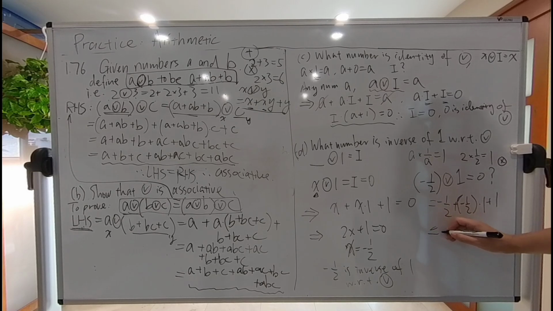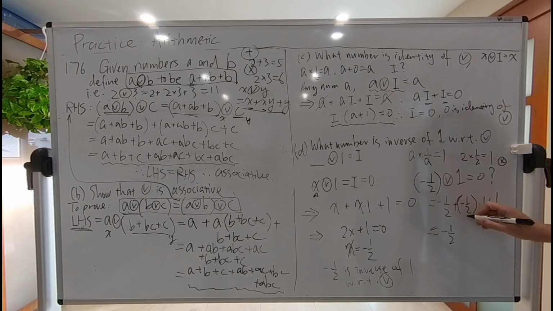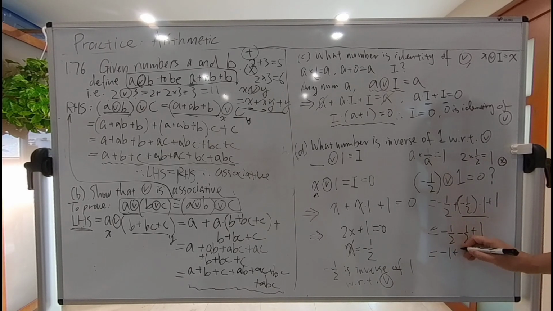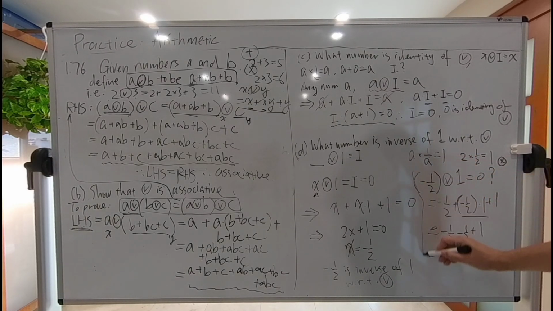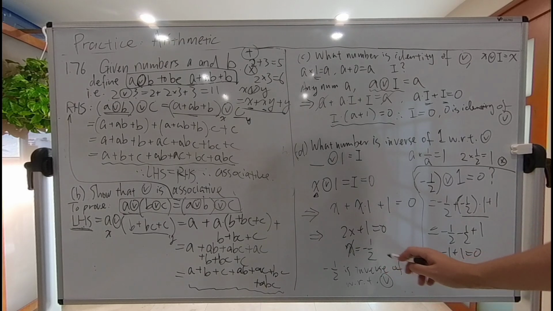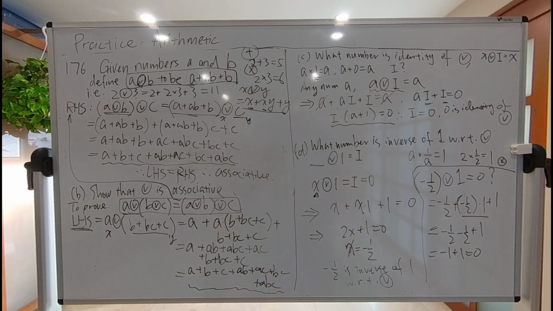So this is negative 1 over 2, times the second term, gives negative 1 over 2 again, and then plus 1. So it becomes minus 1 plus 1, which is 0. So we just proved that our solution is correct. So that's all for this question.